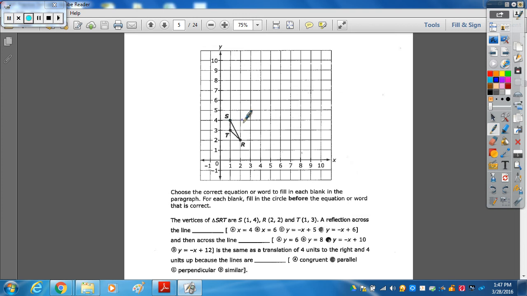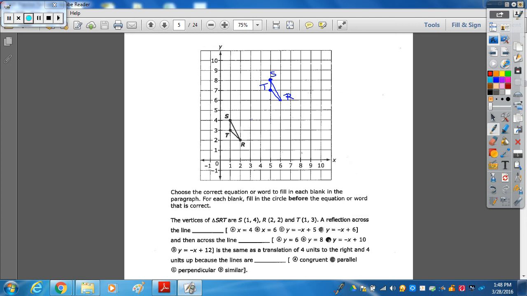So if I do that, 1, 2, 3, 1, 2, 3, 4, 1, 2, 3, 4. There's S. 1, 2, 3, 4, 1, 2, 3, 4. There's T. And then R, 1, 2, 3, 4, 1, 2, 3, 4. Okay. And so what we want to figure out is how do we get to this triangle right there? Well, how we get to that point is we're going to use these translations down here.